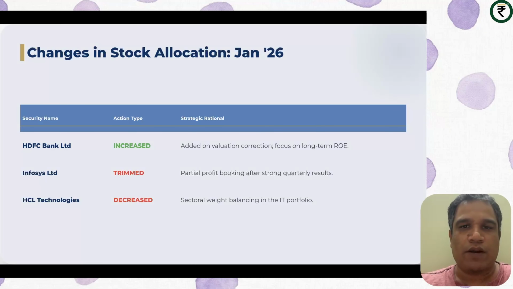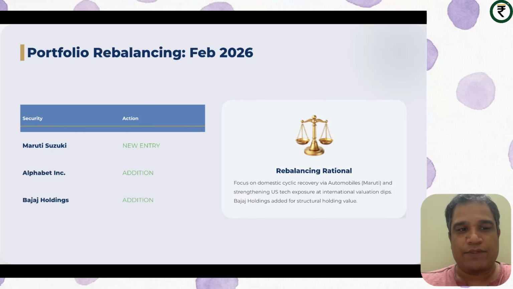Now let's look into what are the changes that have happened in January 26 and also in February 26. In January 26, we saw an increased allocation to SDFC Bank because there is right now a valuation correction that is happening, and there is a focus on the long-term return on equity, and hence there is an increased allocation for the SDFC Bank. Whereas the Infosys allocation has been trimmed down, the HCL Technologies has been decreased. But coming to February 26, we have seen just the opposite.